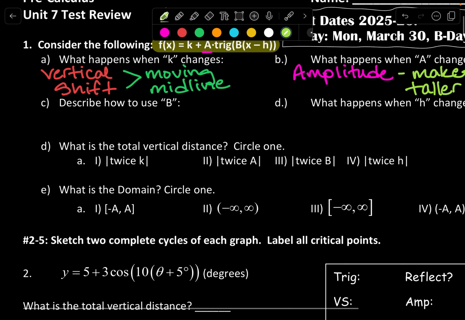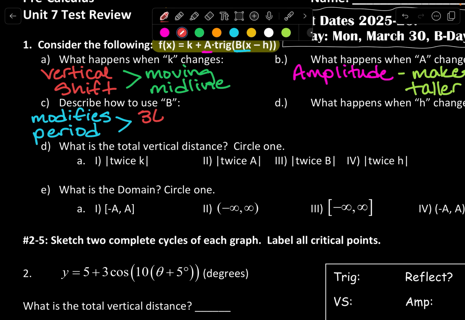All right, B is the number right in front of the angle. B is a wave's frequency, and it is going to change the period. So I would say it modifies the wave period. If we are using degrees, we would say 360 over B equals the period. If we are using radians, we would say 2 pi over B.